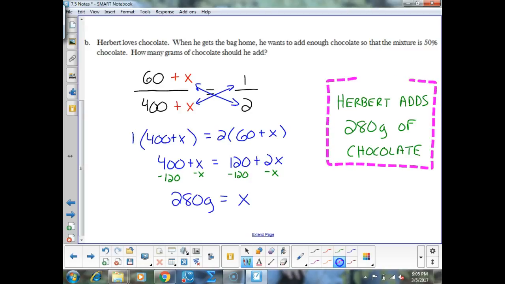The kicker in this problem, ladies and gentlemen, is that you've got to add it to the top, which adds it to the bottom.